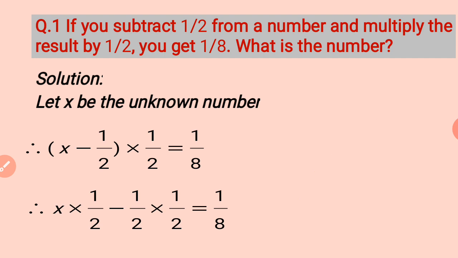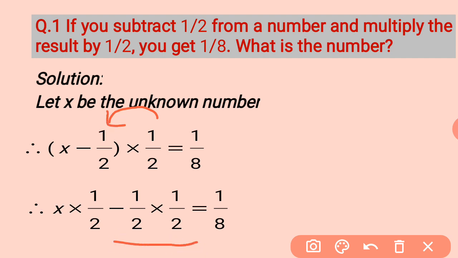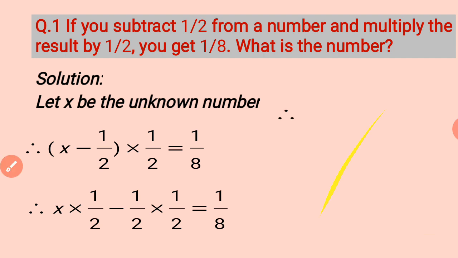Now open the bracket. 1 by 2 is multiplied by x, so you get x into 1 by 2. Then 1 by 2 is multiplied by minus 1 by 2, and you get minus 1 by 2 multiplied by 1 by 2. This is how we have got the next statement. Equal to 1 by 8 is written as it is. The next step, multiply and get x by 2 minus 1 by 4 equal to 1 by 8.